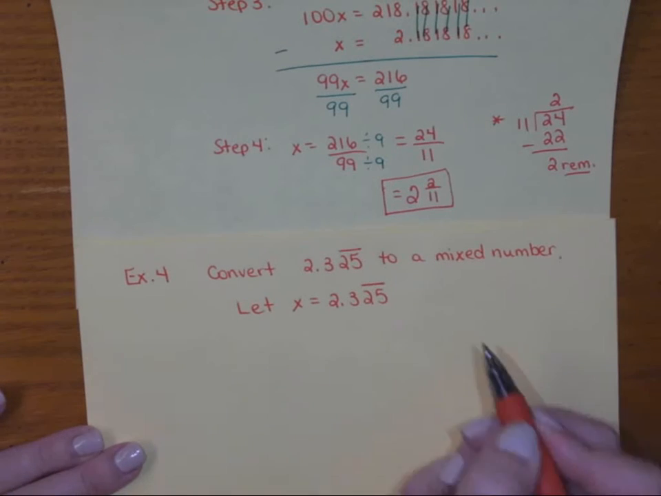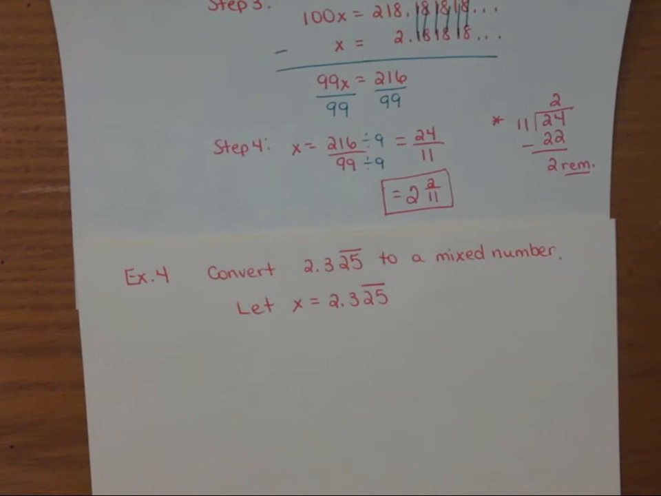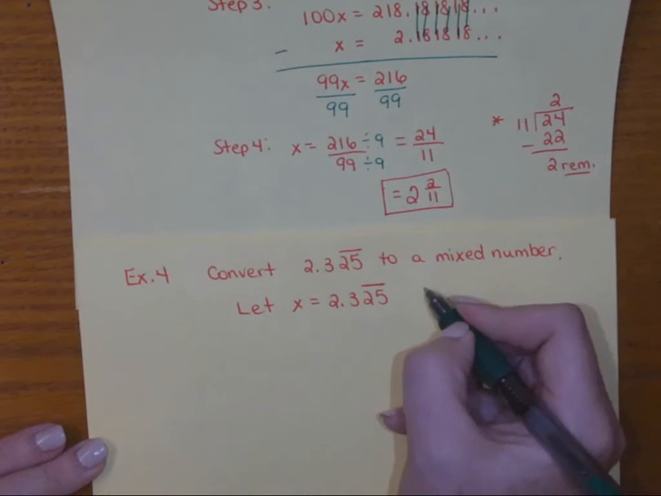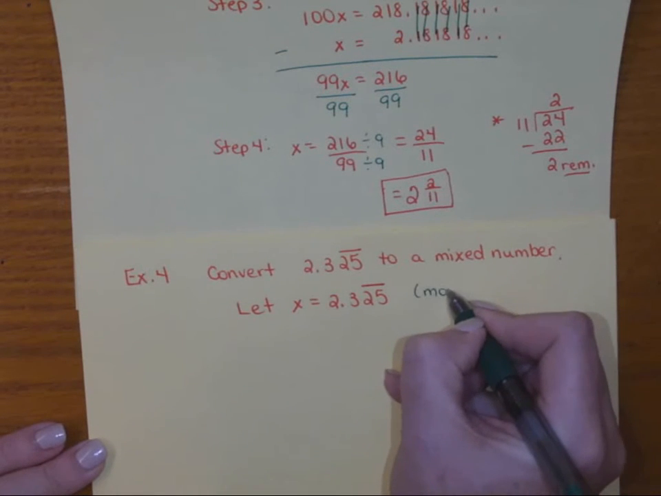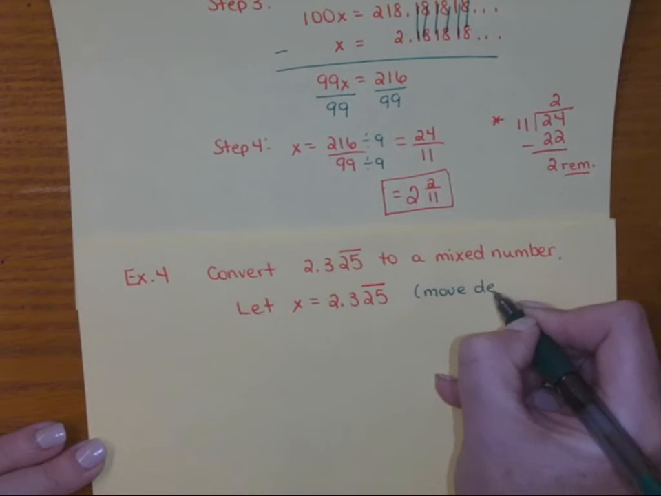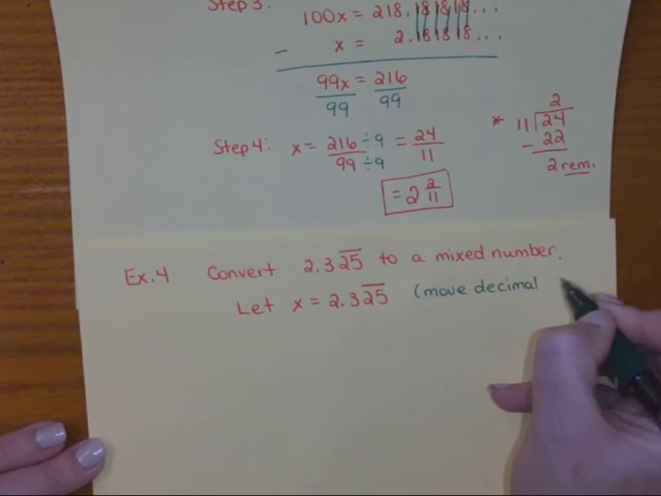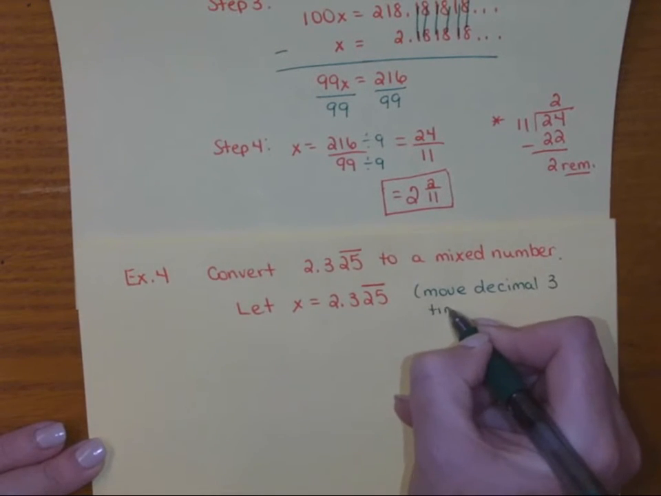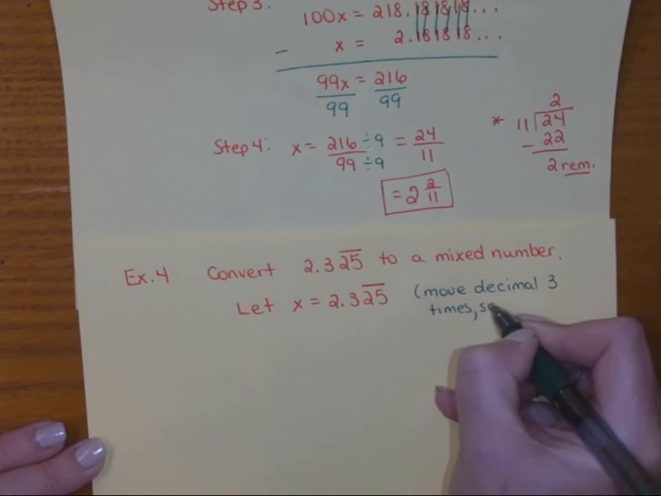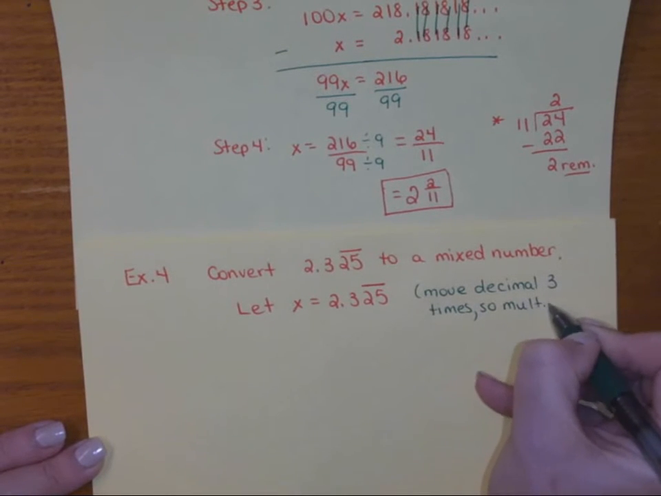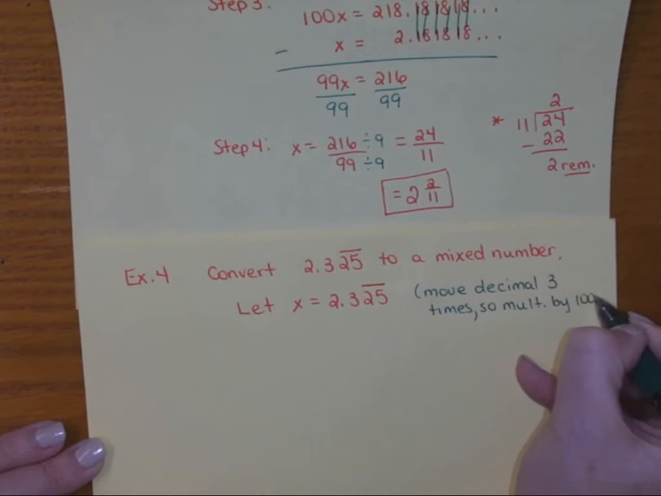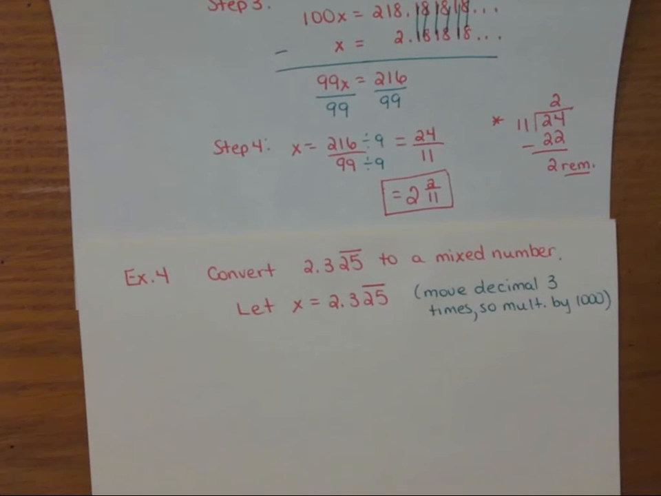Notice the only thing repeating here is the 2, 5. The 3 is not repeating, so that makes this one a little bit trickier. But I still want a set of repeaters to be in front of the decimal place, so I'm still going to need to move the decimal 3 times. So that means I actually need to multiply by 1,000. Okay, 100 moves the decimal twice, 1,000 moves it 3 times.